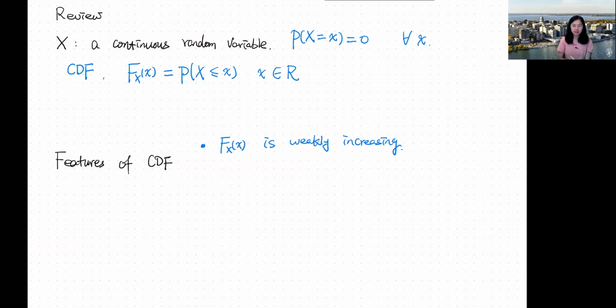This is easy to see from the definition because when you increase this upper bound, little x, for this inequality, that makes this event more likely. It's more likely for x to be less than or equal to 3 than for x to be less than or equal to 2. So whenever you increase this little x value, this event becomes more likely, that is, it has higher probability. So the CDF is weakly increasing.